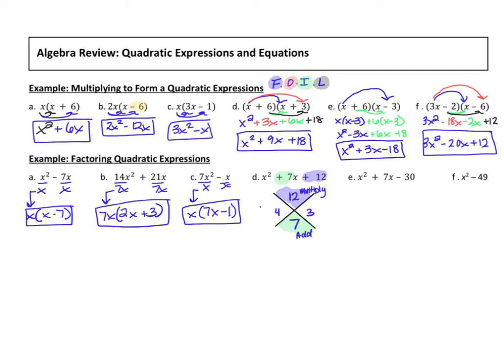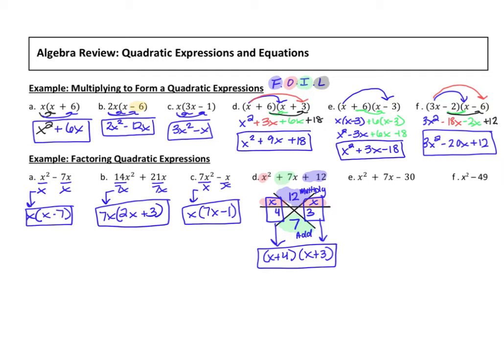Next, we draw a line above those numbers, and we're going to take this x squared term and we're going to write it on top. So the terms that you have here are going to represent your binomials. So right here I have an x and a positive 4. So I can write that as x plus 4, and on the right hand side I have an x and a positive 3, so that's going to be x plus 3. Nothing can be simplified further out of these binomials, so that means that this is my final answer.